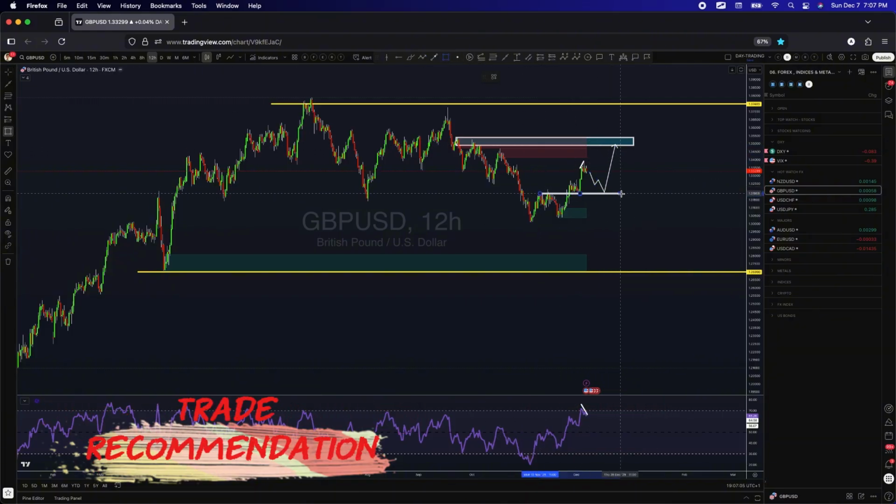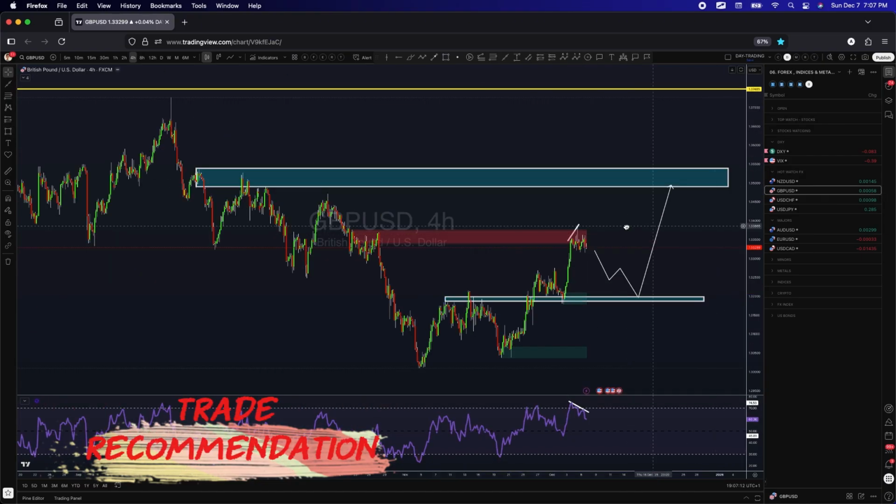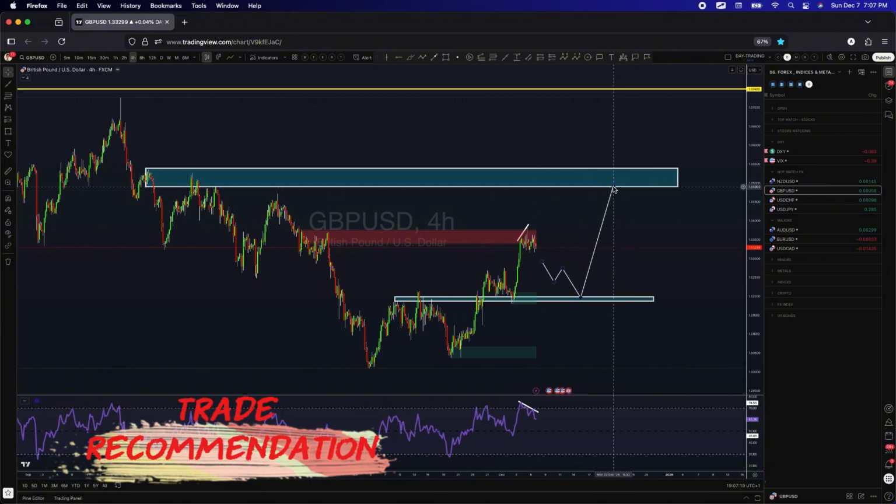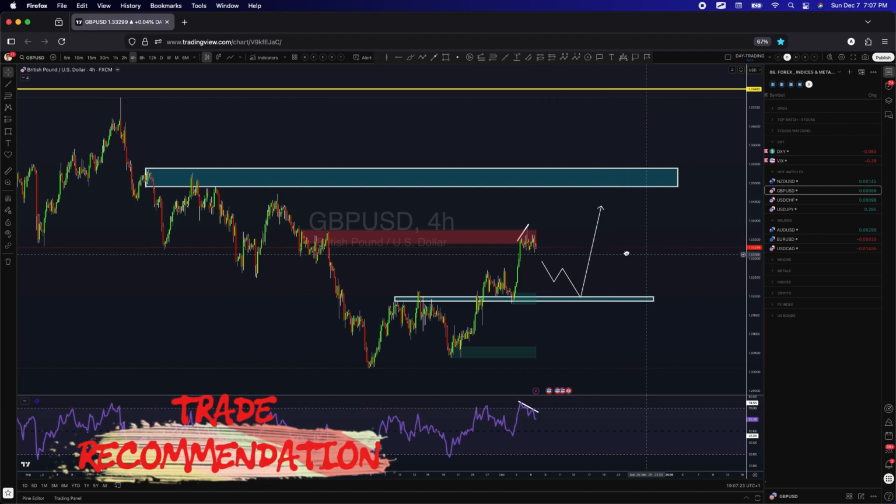Okay, something like this. All right, if you get this, yeah, this will look very good. Okay, let me take this to 4-hour time frame so it can be more clearer there. Yeah, this makes sense now. Okay, so pound dollar, excuse me. This is something I'll be looking forward to on pound dollar. A pullback, then we buy all the way to the upside.